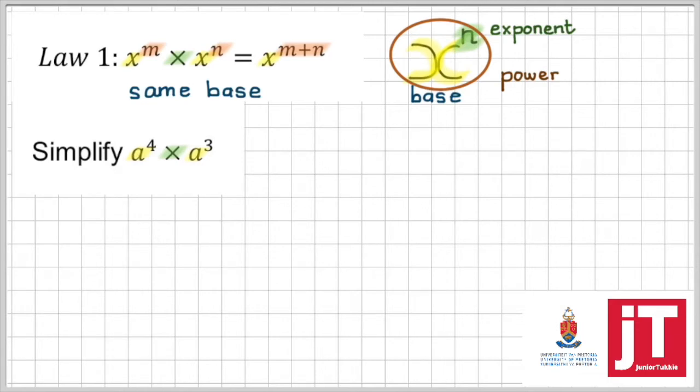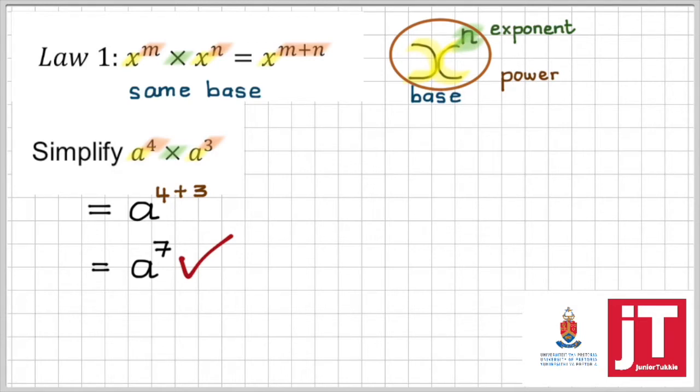Now that we know that the bases are the same, we write down a and we look at the exponents. Law 1 says that when the bases are the same and we are multiplying, we can add the exponents. So we simply say 4 plus 3, and this gives us our final answer, which is a to the power of 7.